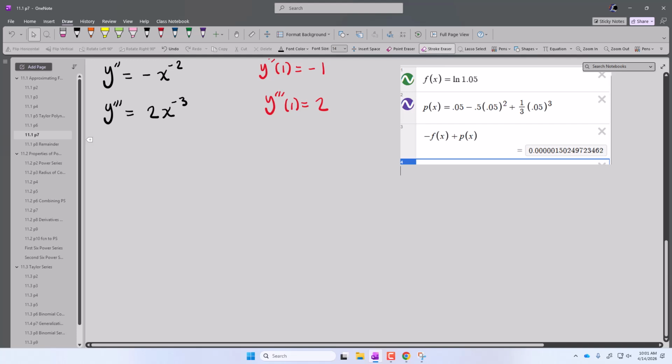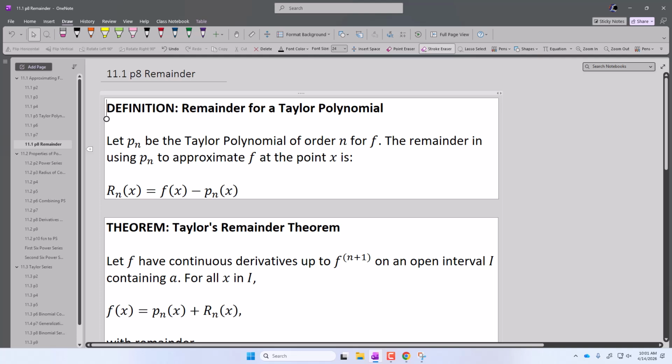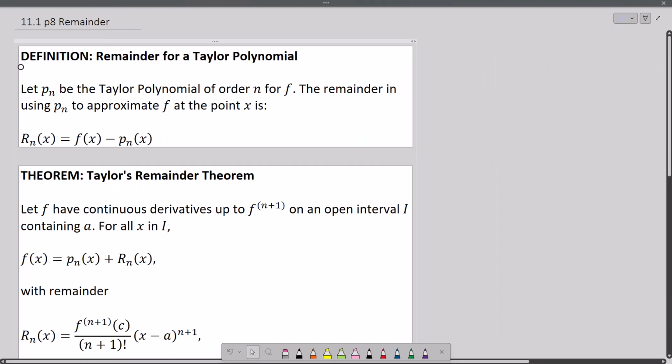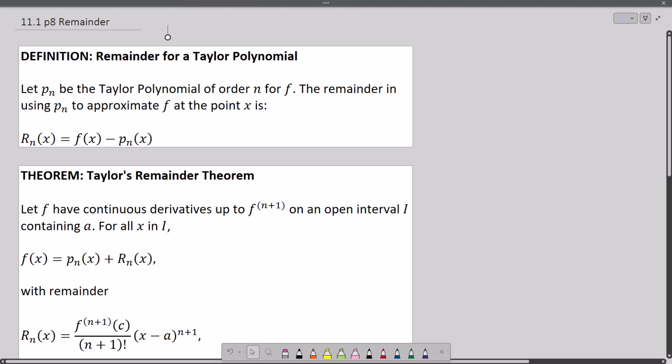Okay, last slide for Chapter 11, Section 1. All right, so this is what we just did. The remainder is found by taking the approximation and subtracting it from f. That's the remainder. If you want the absolute error, you just put absolute value bars around that. So that's what we just did. Take the difference, but if you want absolute error, same thing as the absolute remainder, you would just take the absolute value of that.